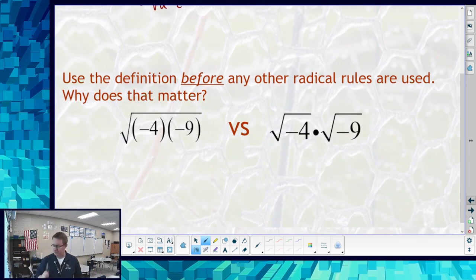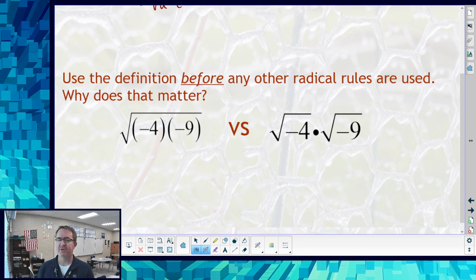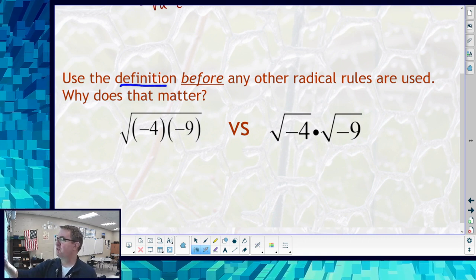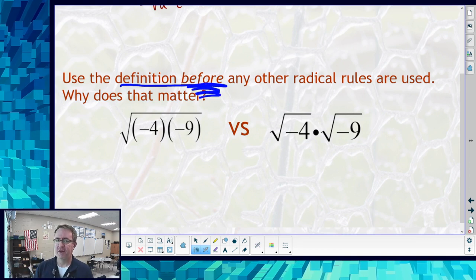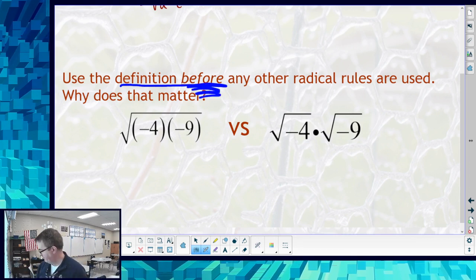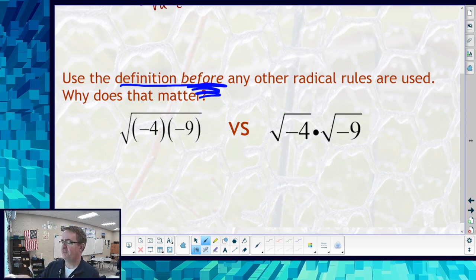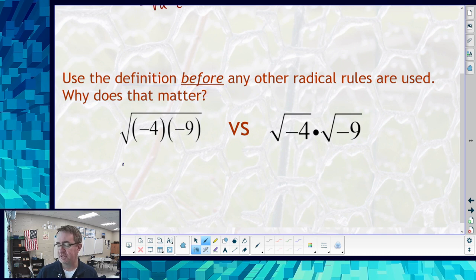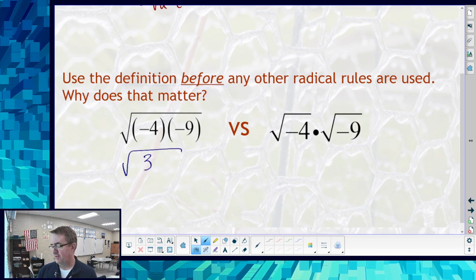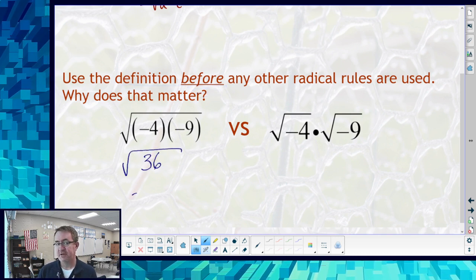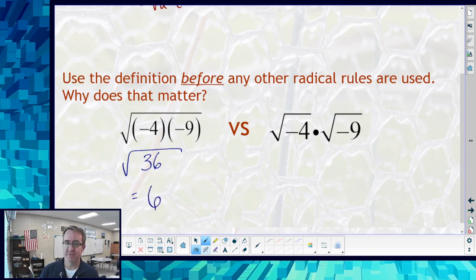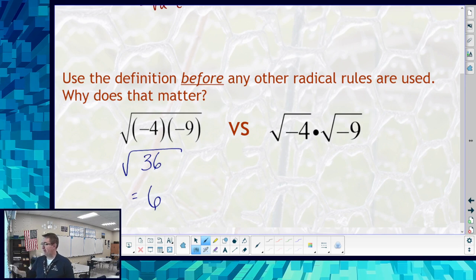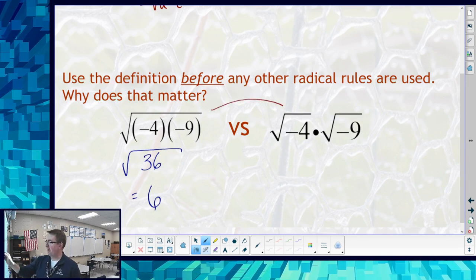Now, this is extremely important. This is the one part that a lot of kids who are like, I got this, don't worry about it, end up missing. We need to use this before we use anything else. Reason being, when I do the square root of negative 4 times negative 9, by order of operations, I'm going to get the square root of 36, and that's going to end up being 6. But when they're in separate radicals, you cannot combine. These are not the same.